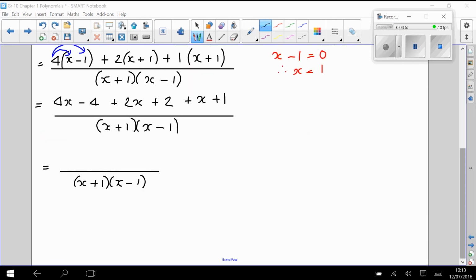And then finally, by adding the like terms, I add 4x plus 2x plus x, which is 7x. I do the same with my constant terms, and minus 4 plus 2 plus 1 is going to give me minus 1. I now have those 3 fractions added together to make one big fraction.